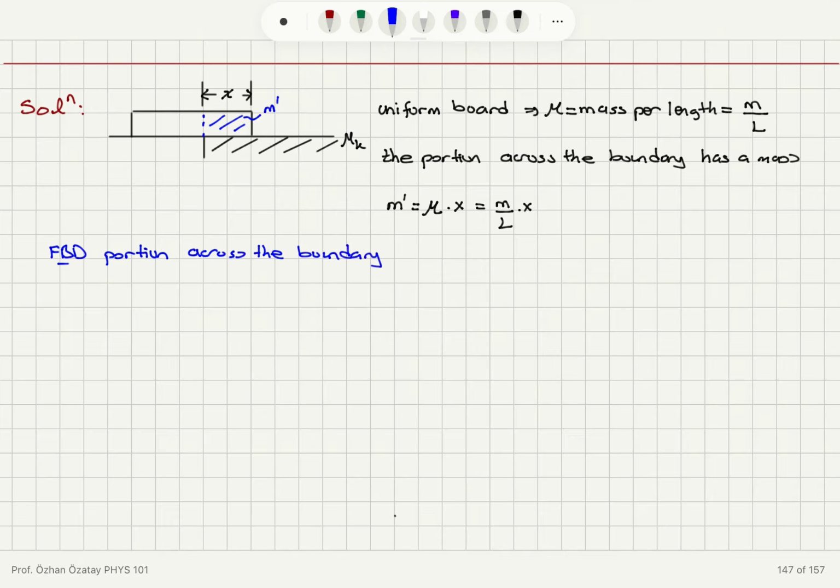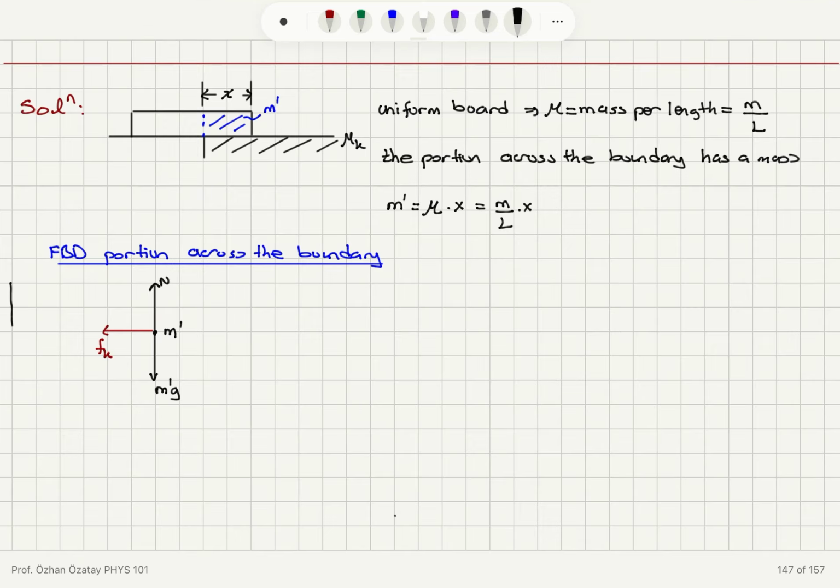Or the portion that has crossed the boundary. So this is modeled as a particle with mass m prime. I have a normal force acting on it, I have the weight acting on it. Normal force, the weight m prime g, and the kinetic friction, which is opposing the motion. Since the motion is to the right, the kinetic friction force is to the left.